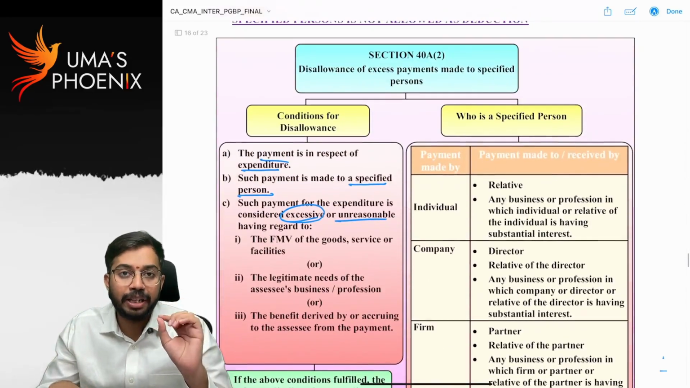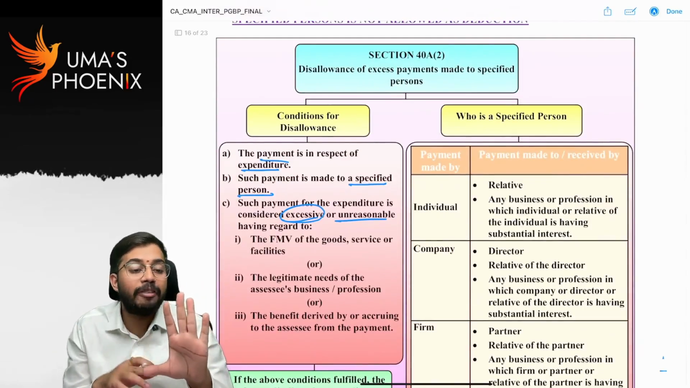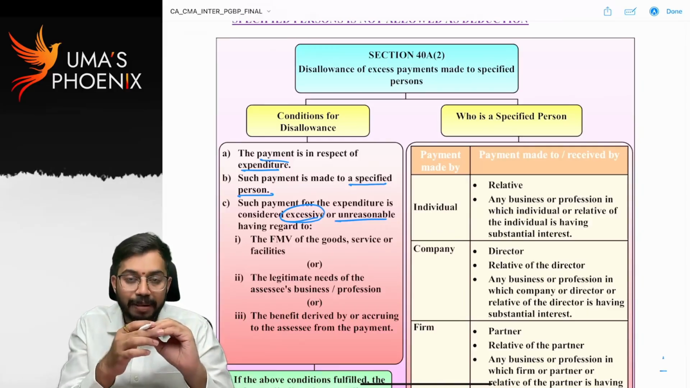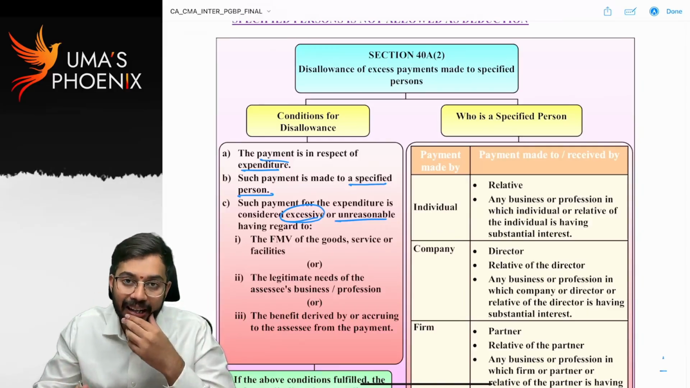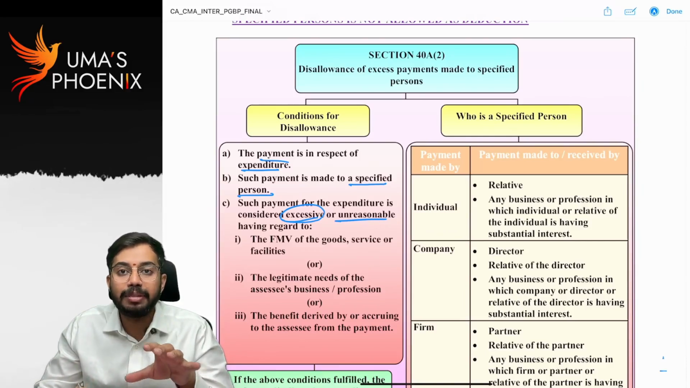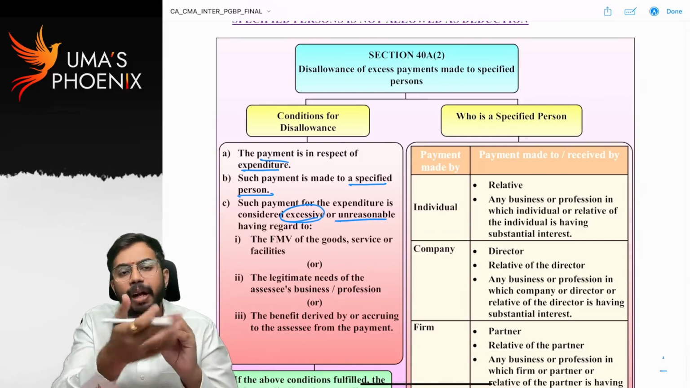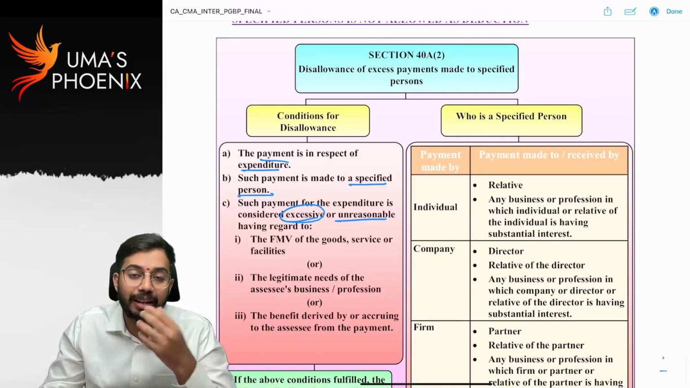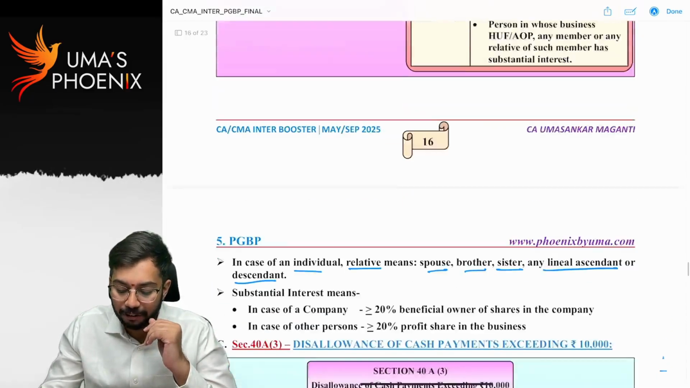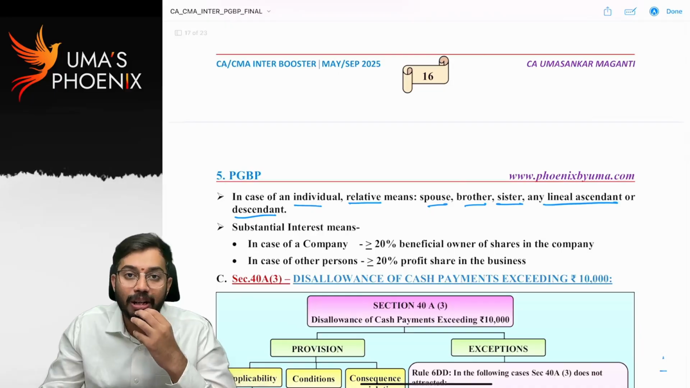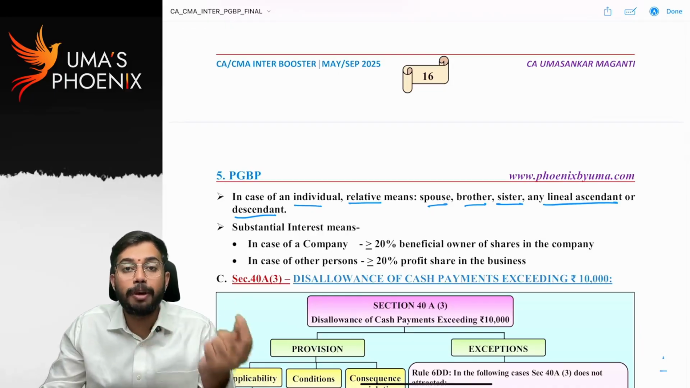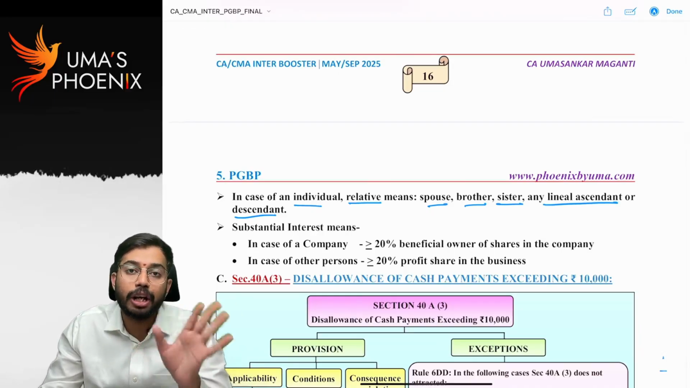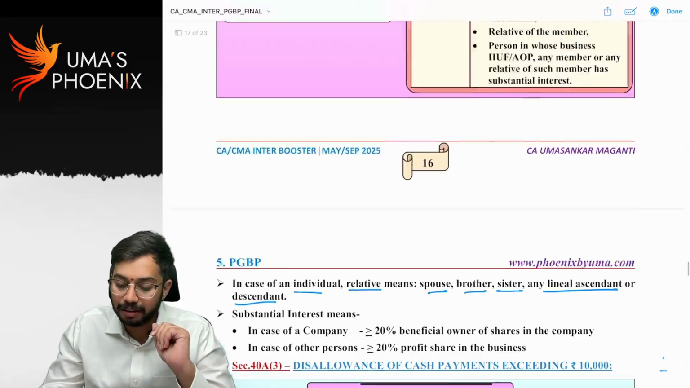So for an individual, relative means these 5 categories of persons. That means only if payment is made to these 5 categories of persons, then only the disallowance gets attracted. Are you able to understand? If payment is made to persons other than these 5, then that expenditure is allowed as deduction. For example, payment is made to spouse's brother. Whether spouse's brother is covered under the definition of relative? Spouse's brother is not covered under the definition of relative. So for spouse's brother, if any payment is made, 40A(2) will not get attracted. Are you able to understand?